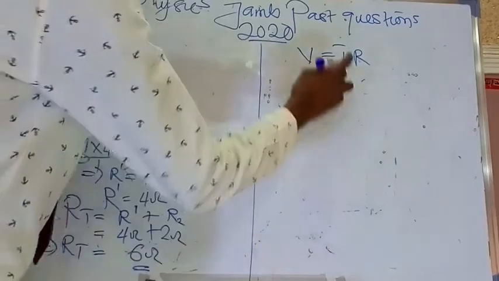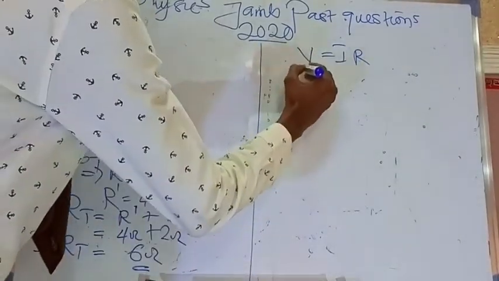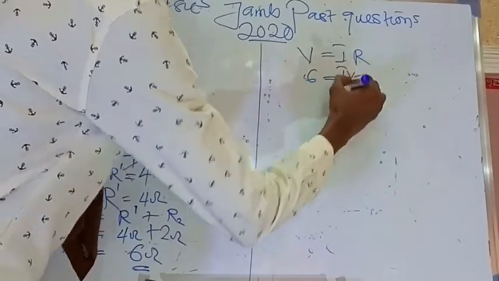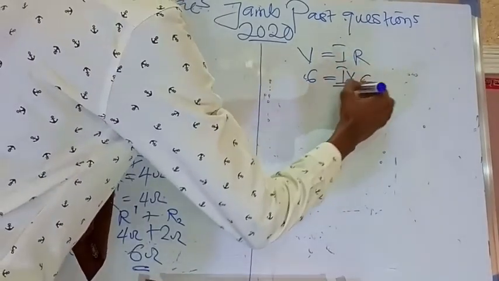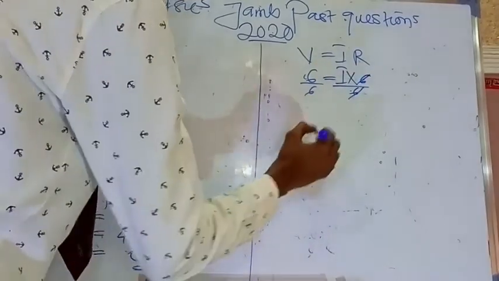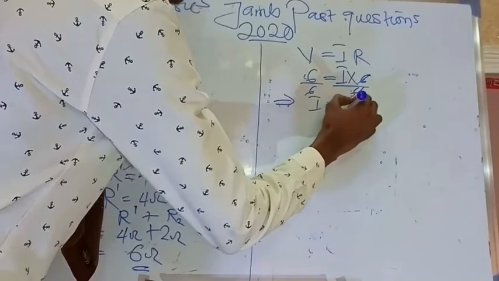So we are looking for the current now flowing through the circuit when the circuit is closed. So our V is 6, which is equal to I, what we are looking for, times the R. The R is 6. So 6 over 6, 6 cancels 6. So this implies that our I is equal to 1.